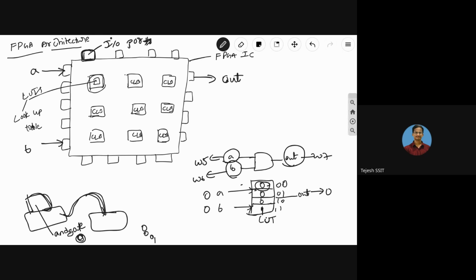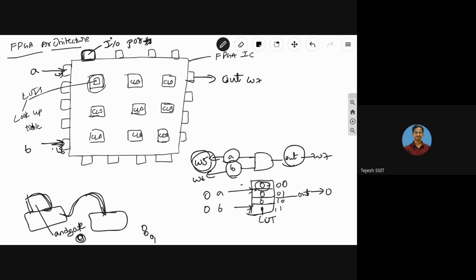Okay, sir, everything is good. But why should we not connect B here, and why should we not connect C here? That depends upon the pin number. The positions of A and B, this W5 position, this W6 pin position, and this W7 pin position, depend upon the FPGA.